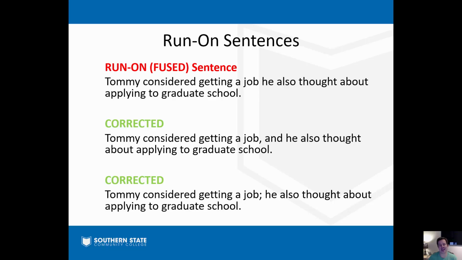If we're going to fix a run-on, we have to divide the independent clauses. We can do that with a comma and a coordinator, like and, or, not, or but, like you see in our first corrected example here. We can also use a semicolon to separate the two clauses, as you see in our second corrected example.